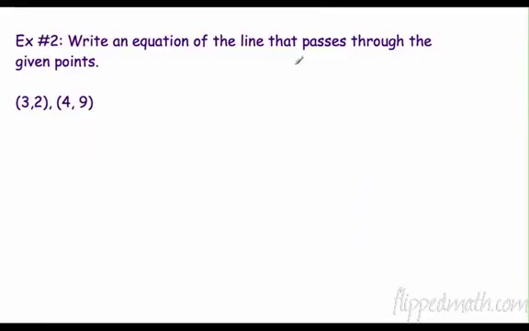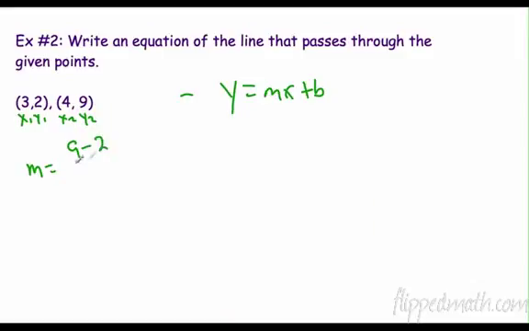Write an equation of the line that passes through the given points. Start, like always, with y equals mx plus b. All right, so now let's see what I have. I have an x, I have a y, I have another x, and another y. No slope, but I can use my slope formula: y2, 9, minus y1, 2, over x2, 4, minus x1, 3. So 9 minus 2 is 7, and 4 minus 3 is 1, so our slope is 7.